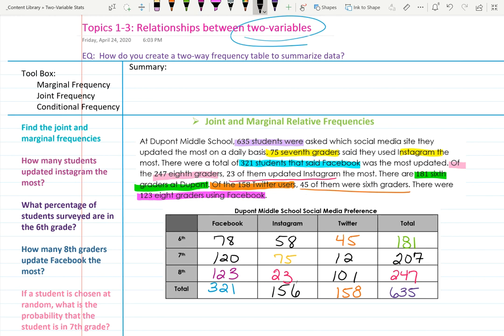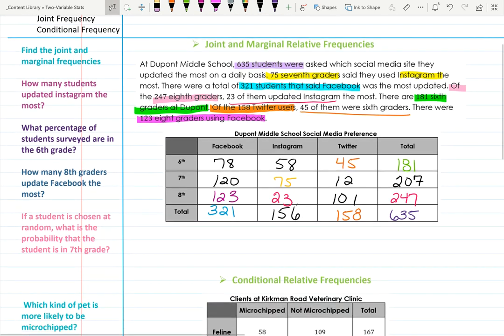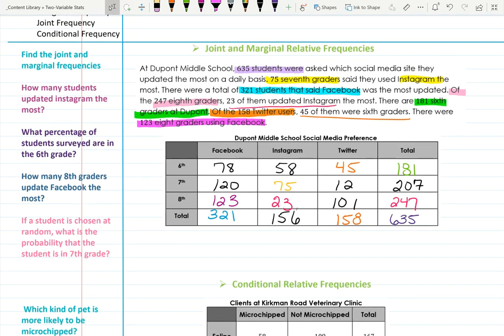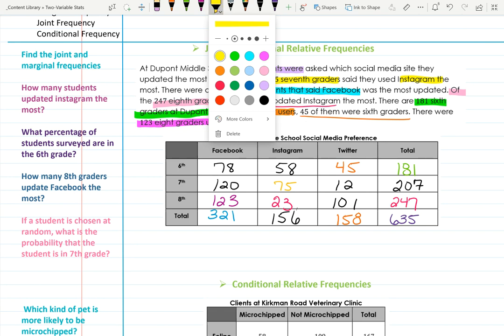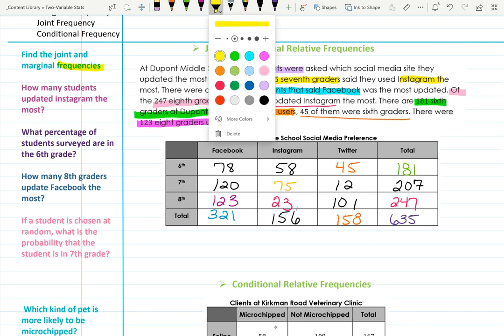Whenever you're doing these, it's not a bad idea to go through and just double check and make sure that everything adds up correctly. So I've filled in all of this information, and it says the first on our left side, it says find the joint and marginal frequencies. Okay, my key word here, frequencies. So that's just how many.